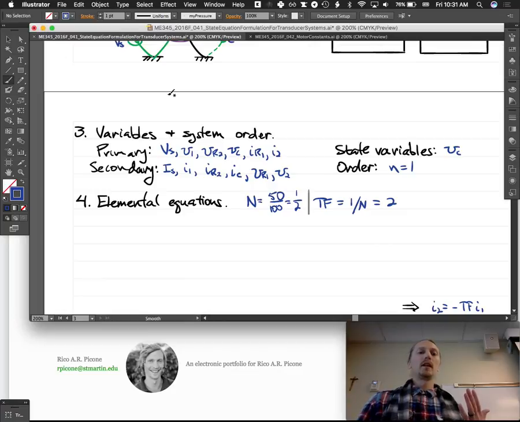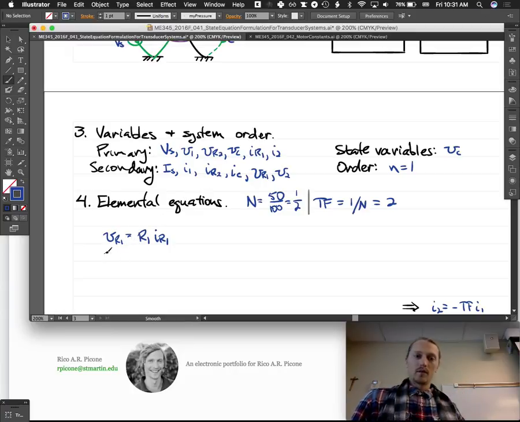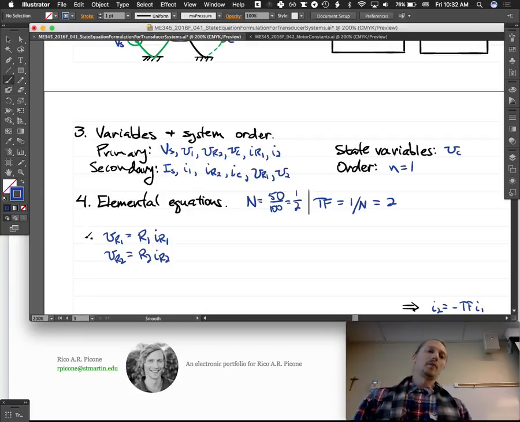So let's do the easy ones first. VR1 is equal to R1 IR1, right? And VR2 is equal to R2 IR2. I guess I should have written the column, right? I've always been doing that. So this is our R1 equation. This is our R2 equation.